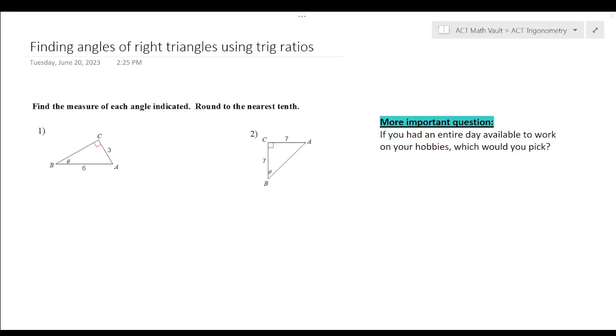Hi everyone, in this video I want to talk about finding angles of right triangles using trig ratios. Here are the two problems that we'll do.